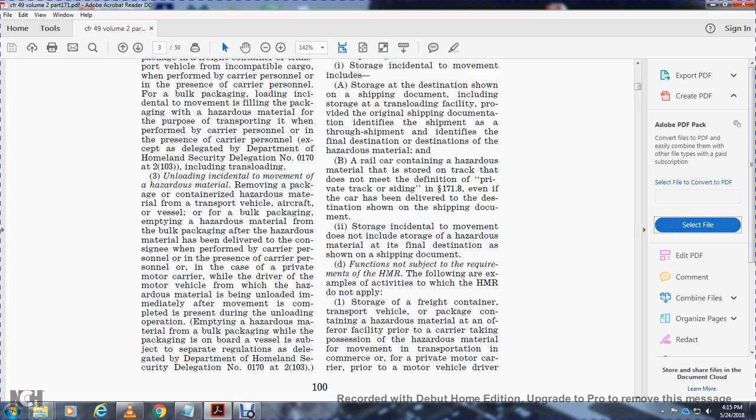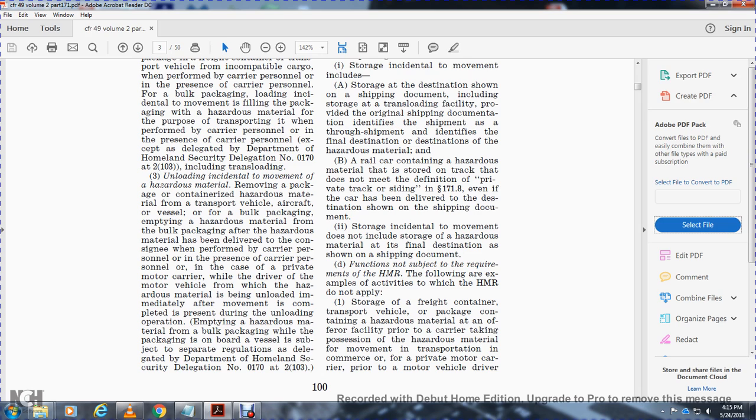Unloading incidental to movement of the hazardous material: removing the package containing hazardous material from the transport vehicle, aircraft, or vessel, and emptying bulk packaging of the hazardous material after it has been delivered to the consignee, when performed by carrier personnel or in the presence of carrier personnel, or, in the case of a private motor carrier, by the driver of the motor vehicle from which the hazardous material is being unloaded, immediately after the movement.